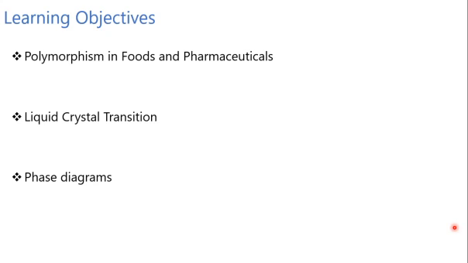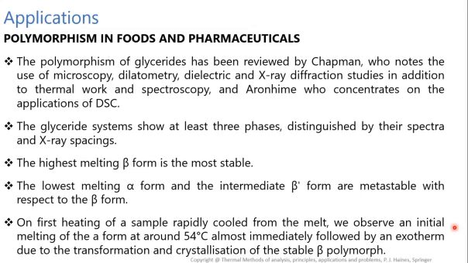Today we'll see the next applications, that is polymorphism in food and pharmaceuticals, then liquid crystal transition, and the last one is phase diagrams. So let us see one by one. Generally polymorphism is of particular importance in food and pharmaceutical preparations, since it affects the solubility, stability, physiological activity, and bioavailability of the compound.